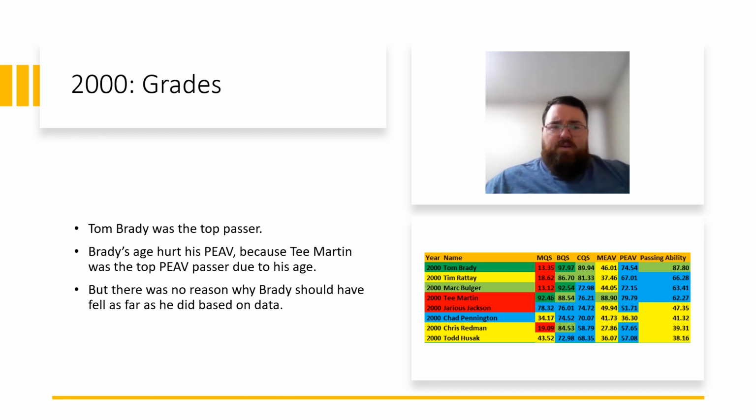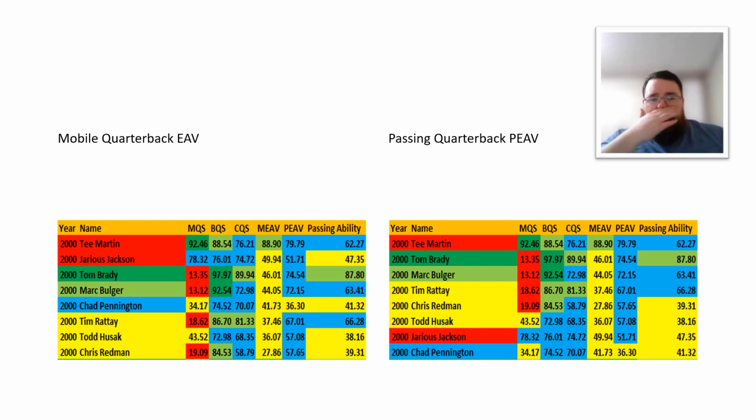So, in other words, Brady's age kind of dropped him a bit when you do the adjusted production for his age, but there was no reason why Brady should have fell as far as he did based on his data. So, the top mobile quarterback was T. Martin. The top passing quarterback was T. Martin. But no matter where you look, as a mobile quarterback or as a passing quarterback, Tom Brady was always at least the second best or third best quarterback.